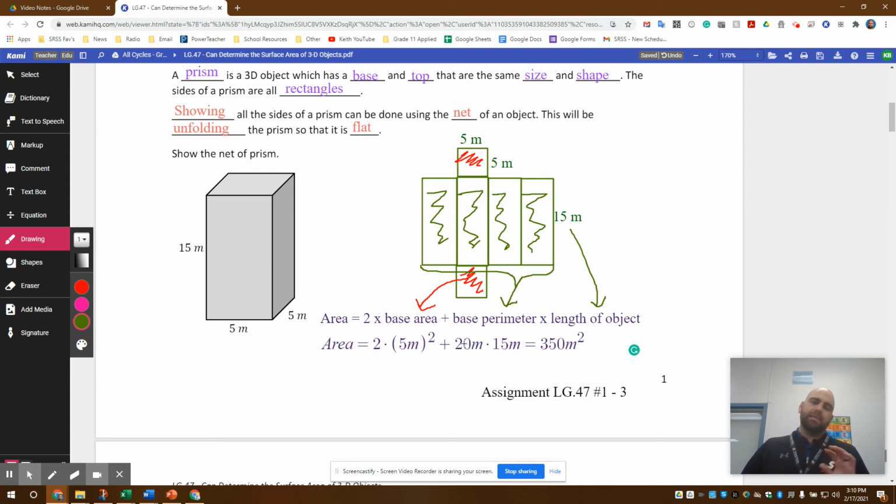I'd like you to work on questions 1 through 3. It only deals with rectangular prisms. These are all just rectangular or square-based prisms, and then we'll move on to other prisms a little bit later.